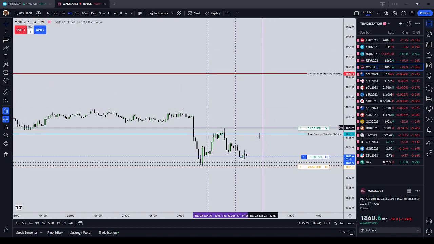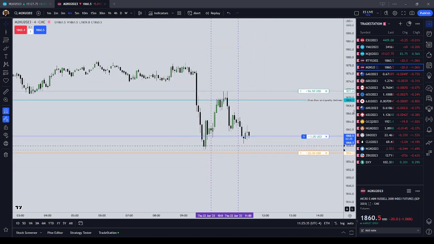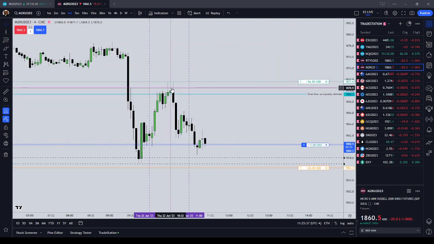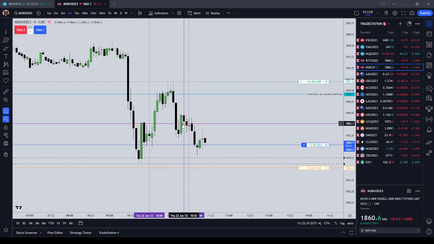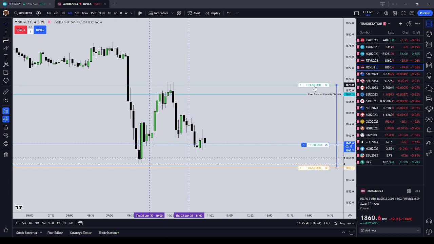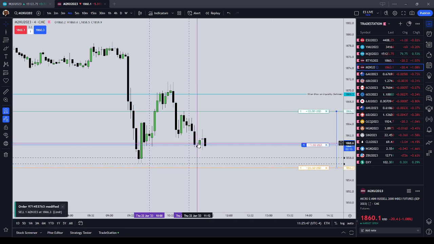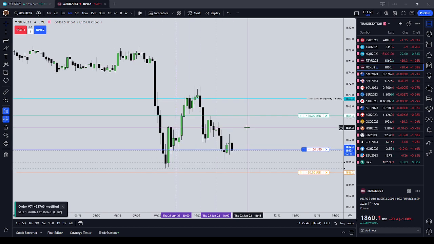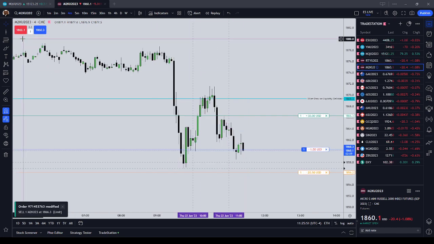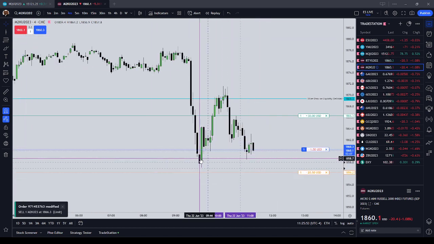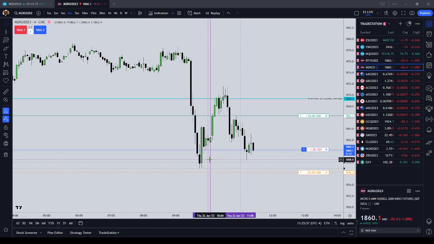So coming into the London, I don't know if I want to put it all the way up there at New York AM high. That might be a little bit ambitious. We have a short-term New York AM high here. Let's just say that we're going to draw up to that, and that is if we see that we have this respect of this wick.